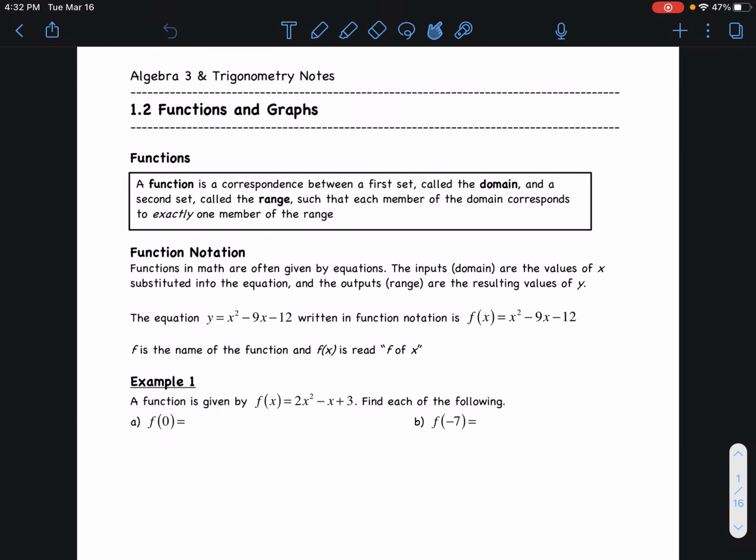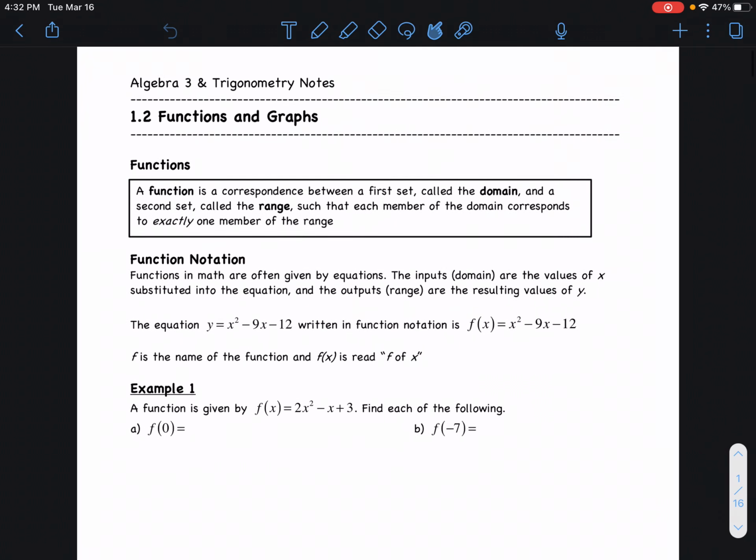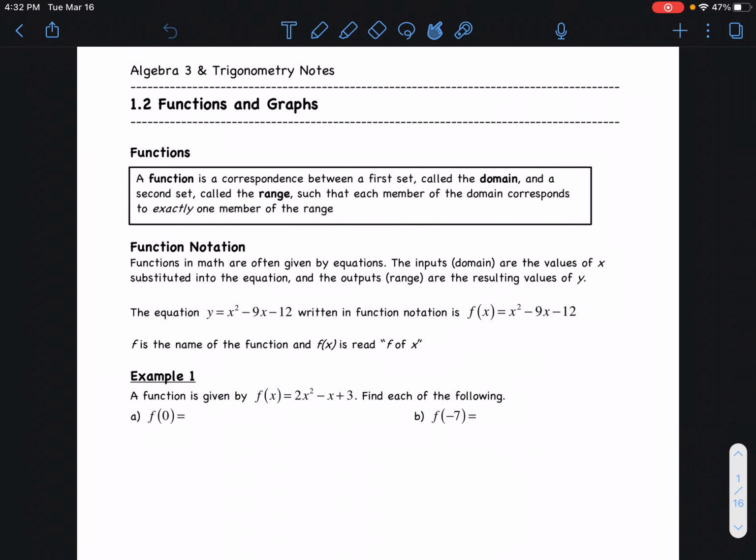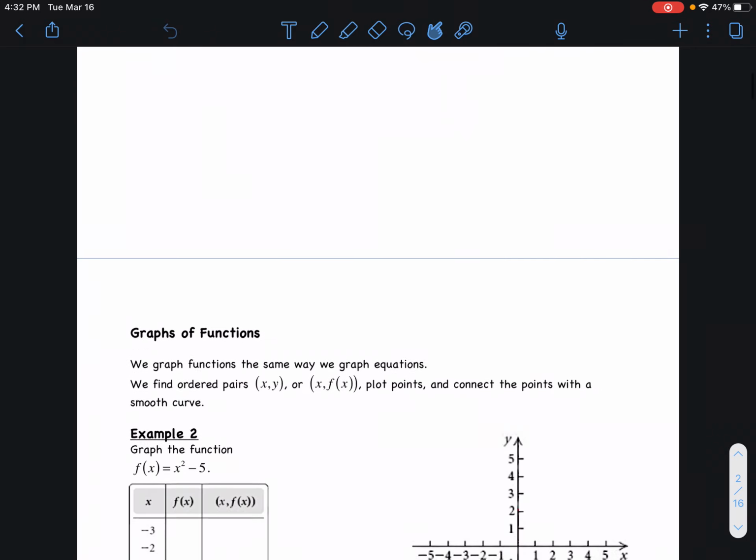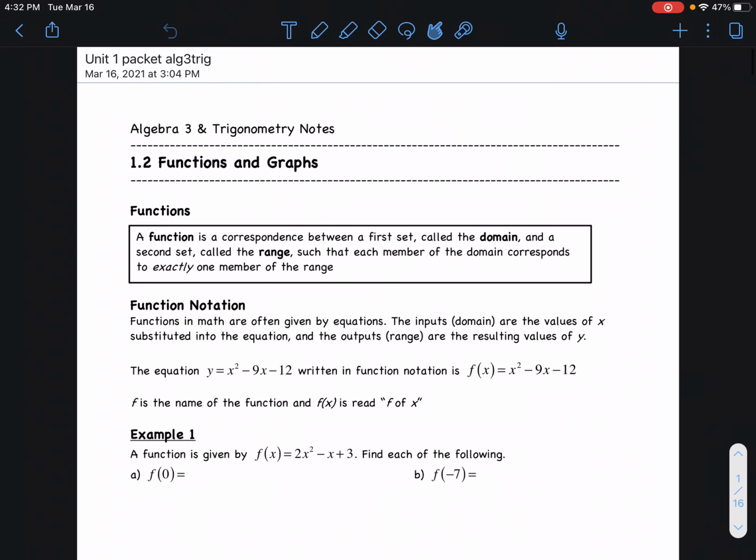So I will do some examples here for the first part, dealing with evaluating functions. And then I will actually do a few of your assignment problems for you because there's not many examples here for evaluating functions. Okay, so functions.